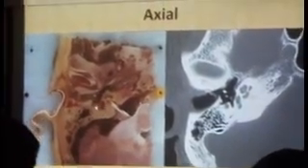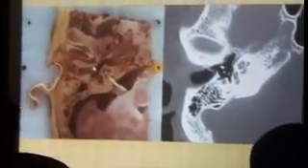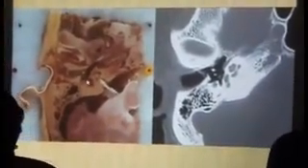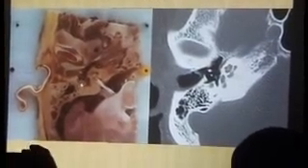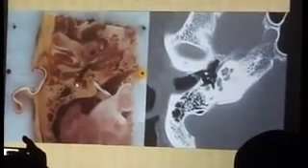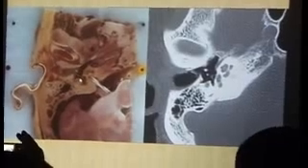Same correlation maintained here: tympanic annulus, tympanic membrane with the handle of the malleus, the arch of the stapes, the head of the stapes, the lenticular process, the facial nerve within the facial canal, facial recess, and the sinus tympani.